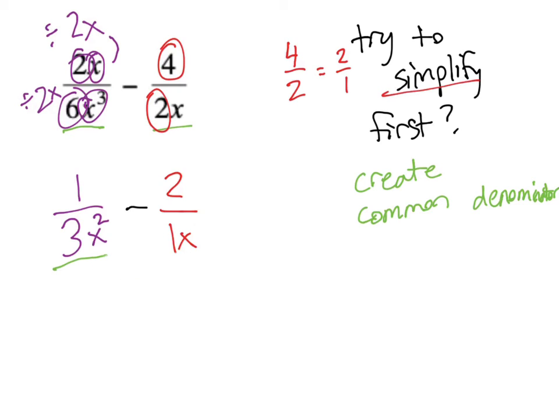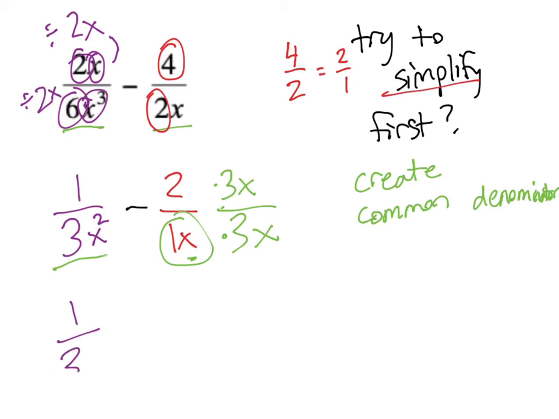The only thing that we need to adjust here is we need to make this 1x look like 3x squared. So there are a couple of factors that it's missing. We need to multiply by 3 so that we can get that 1 to turn into a 3. And we need to multiply by x so that we can get this x here to turn into x squared. If we multiply the denominator by 3x, that means we also need to multiply the numerator by 3x so that our fraction stays balanced.